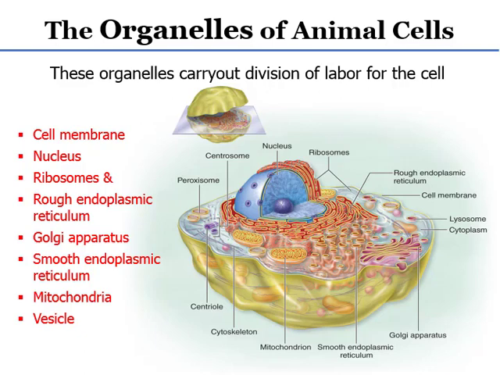Each organelle structure has its own job to do for the cell. For example, ribosomes help manufacture proteins needed by the cell. Sugars and fats are also managed here inside the cell.